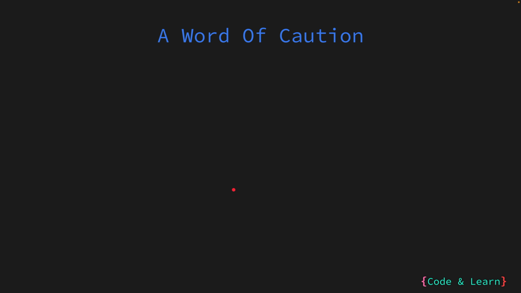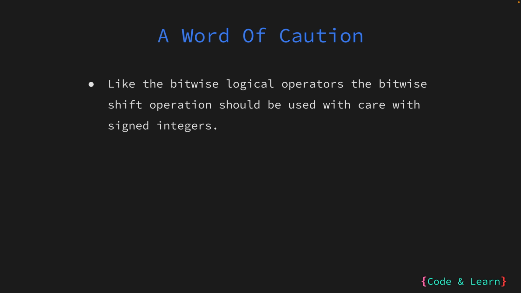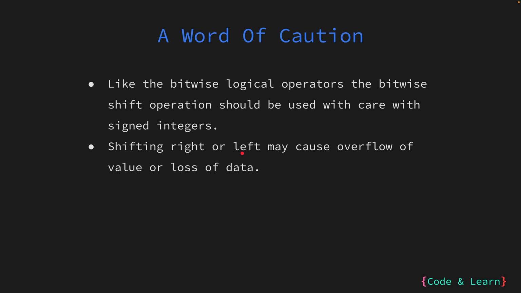As we talked about in the bitwise logical operators lesson, exercise caution when utilizing bitwise shift operations with signed integers. Even though the sign is preserved, it is always recommended to use any bitwise operator with unsigned int. Also note, shifting bits to the right or left can result in potential overflow of value or loss of essential data. When you shift right, you are removing bits, resulting in loss of data, and when you are shifting left, you are appending bits, which could overflow the size of the data type. So by being mindful of the data type and the shift type, you can prevent unexpected consequences and ensure the integrity of your operations. That's it for the lesson.